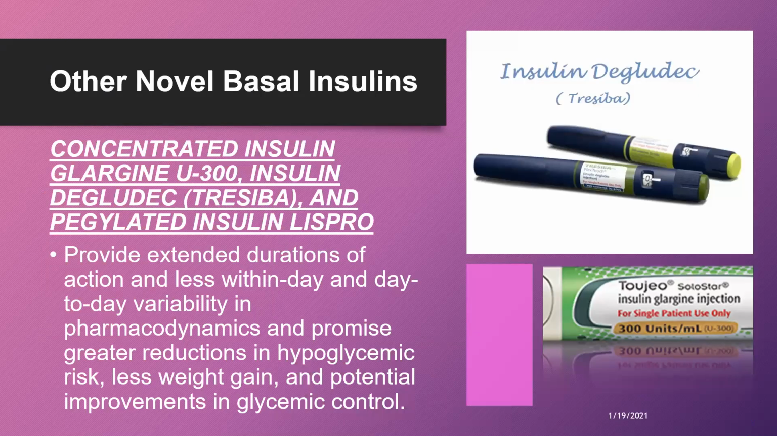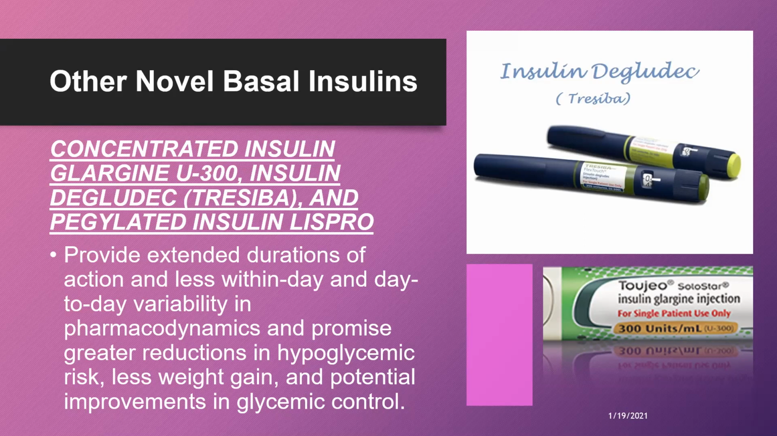Now, there are other novel basal insulins coming up, and I've shown here 2 examples, but I'm sure there are still more on the way. So you can see here insulin degludec, which is famously marketed by the name of Tresiba, and the other one is insulin glargine in a more concentrated form, 300 units per ml. So you can get almost 900 units in a single pen.